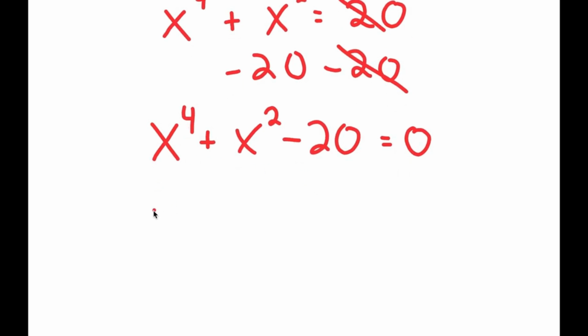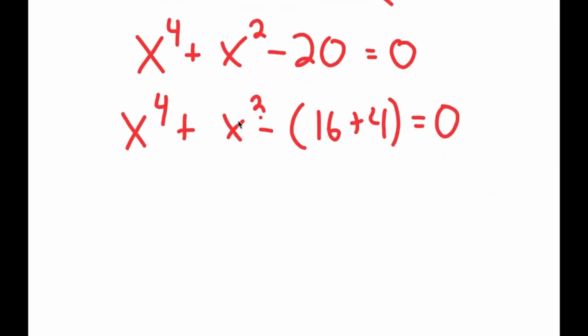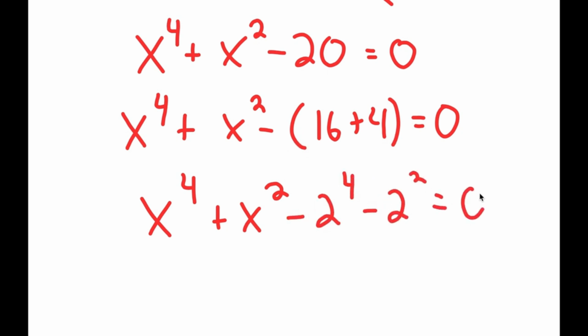So to solve this, what I'm going to do is rewrite this as x to the power 4 plus x squared minus 16 plus 4. So I rewrote 20 as 16 plus 4. And the reason I did this is because negative 16 is the same thing as negative 2 to the power 4, and negative 4 is the same thing as negative 2 squared. So now notice how I have something in the power of 4 and something in the power of 2, and they're both the same.